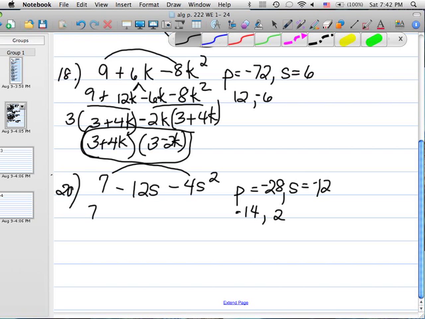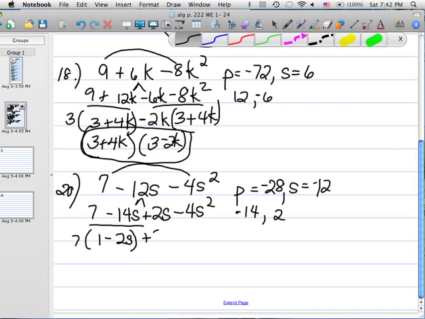So bring down the 7, split the negative 12s into negative 14s plus 2s, and bring down the minus 4s squared. From the first pair, you can take out a 7. That leaves you 1 minus 2s. And checking the signs, positive, negative, take out a positive 2s, and that would leave you 1 minus 2s. So the factors are 1 minus 2s and 7 plus 2s.